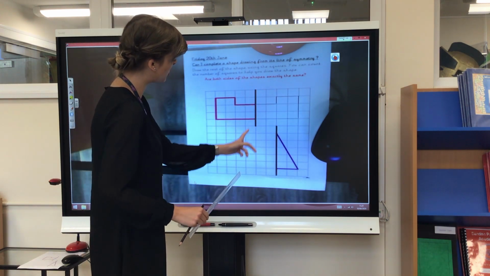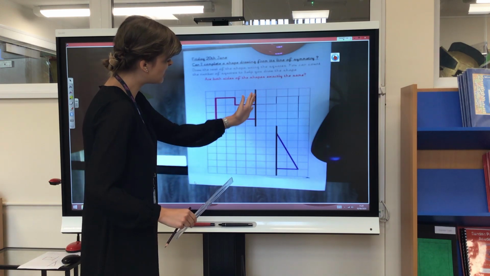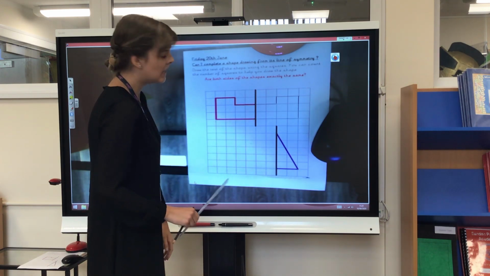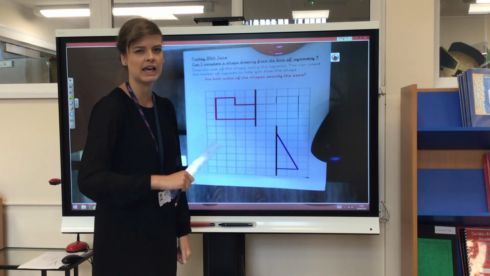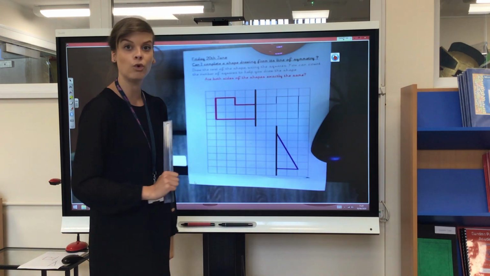Now what this black line is showing you is that this was the central dividing line. This was that mirror line that's going to make both of the sides of those shapes look exactly the same. So this would be a line of symmetry for this shape.